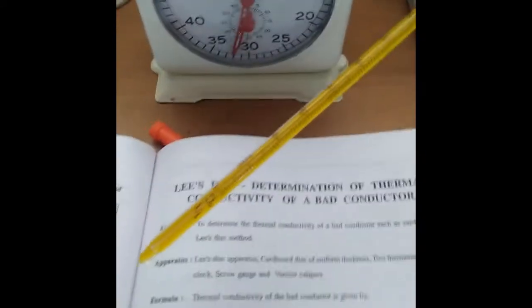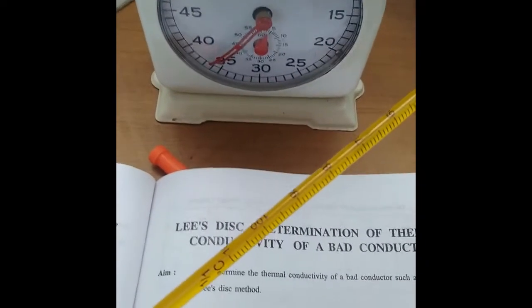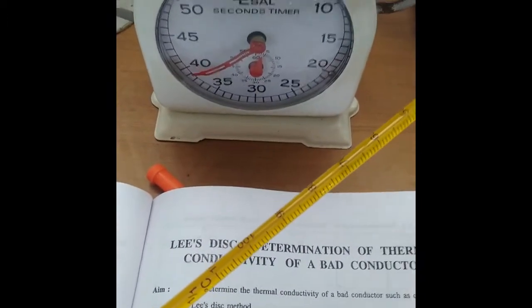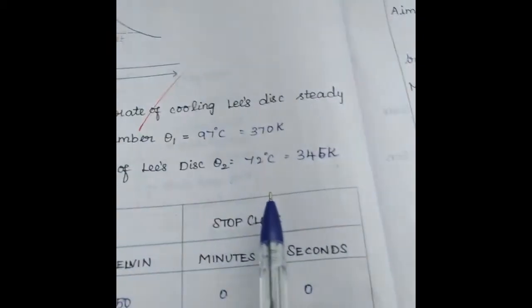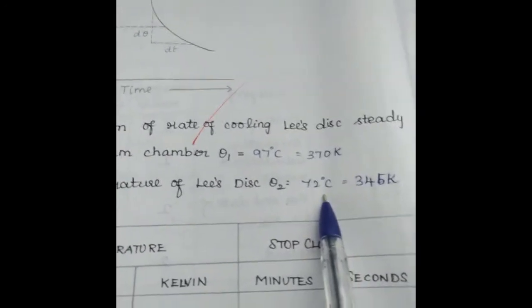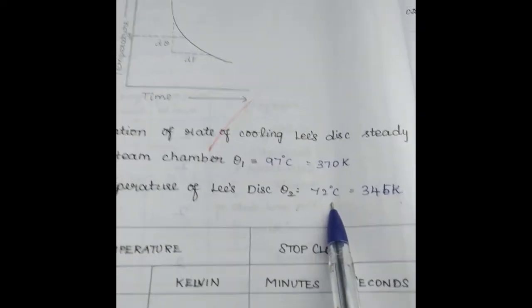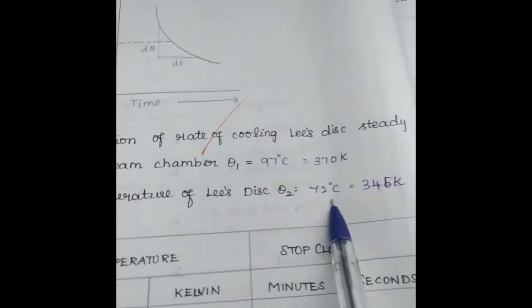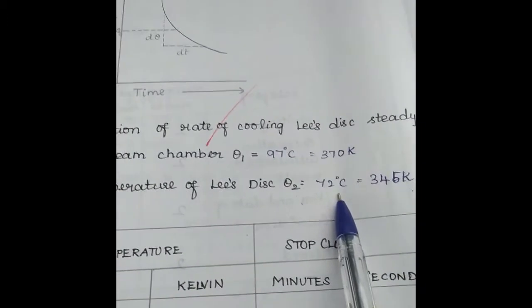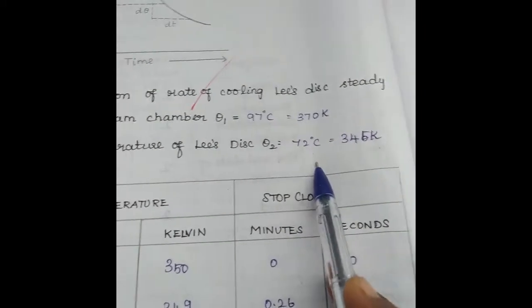Once you switch on the stop clock at theta 2 plus 5 degrees Celsius, you need to switch it off only at theta 2 minus 5 degrees Celsius. That is, if the steady state temperature of the lees disk is 72 degrees Celsius, keep it in direct contact with the steam chamber and raise its temperature to 82 degrees Celsius, that is theta 2 plus 10 degrees Celsius, and then hang the lees disk in air so that its temperature starts falling from 82 degrees Celsius to 77 degrees Celsius, that is theta 2 plus 5 degrees Celsius.